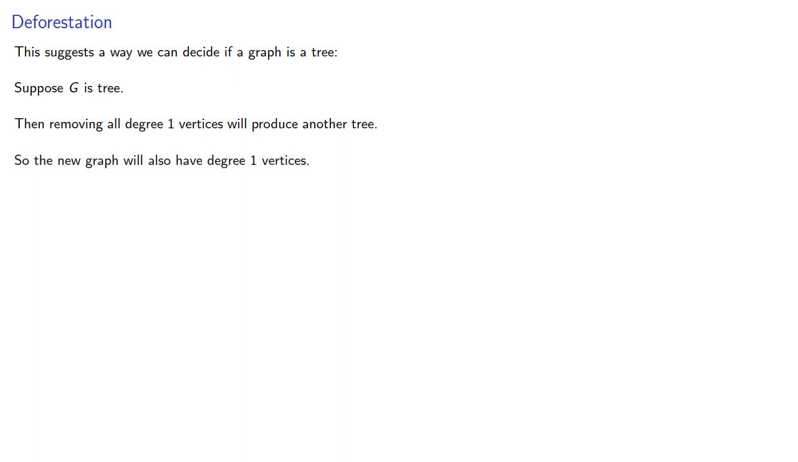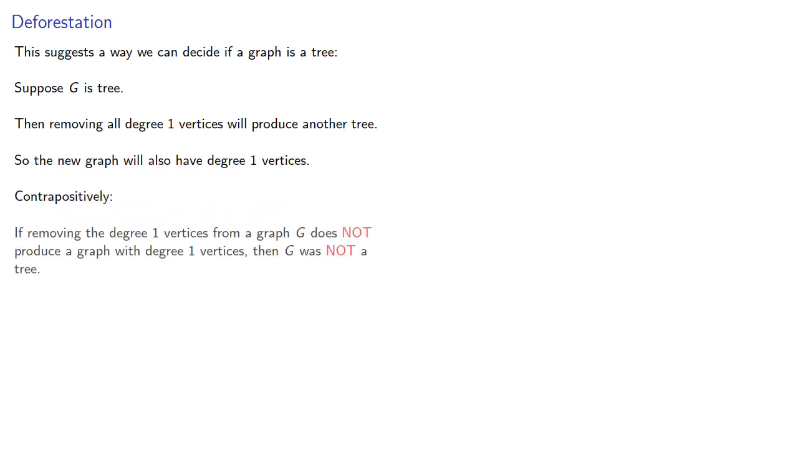And this suggests a way we can decide if a graph is a tree. Suppose we have a graph that is a tree. Then removing all degree 1 vertices will produce another tree, so the new graph will also have degree 1 vertices. Contrapositively, if removing the degree 1 vertices from a graph G does not produce a graph with degree 1 vertices, then G was not a tree.